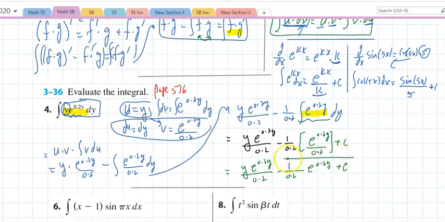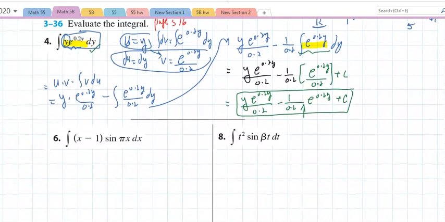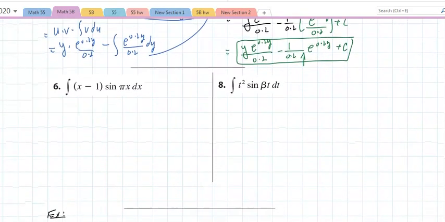And guess what? At any given time you could take a derivative of this and it should give you that. And taking the derivative is a lot easier. So if I look at number 6, again I see a polynomial times a trig. I know trig you can get rid of by taking enough derivatives. And I don't know what you took a derivative of to get this.